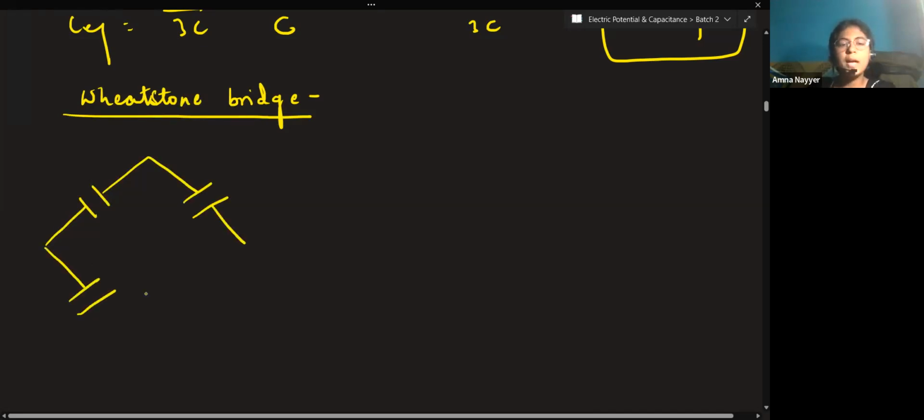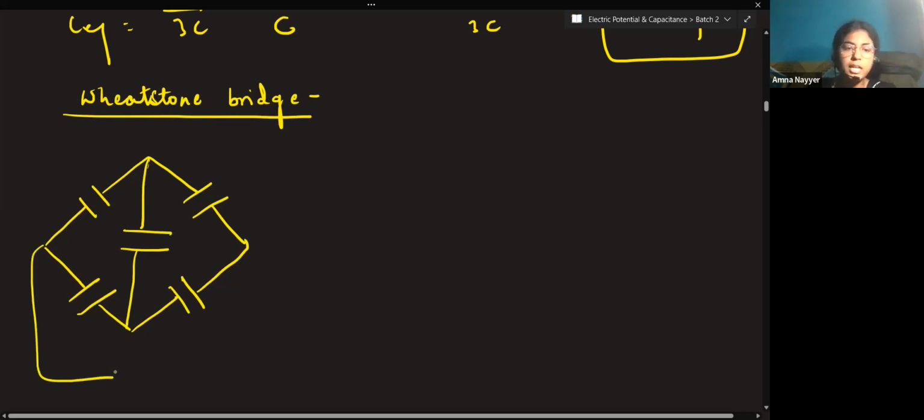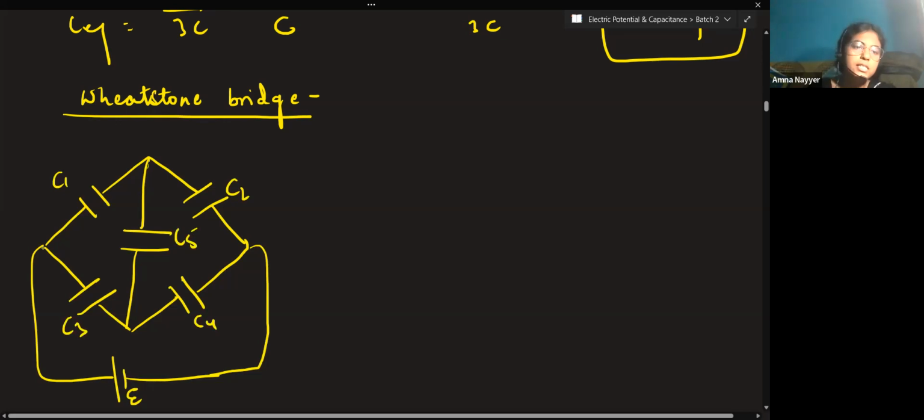Maximum time questions come from this portion, Wheatstone bridge, with reference to resistors, if you have resistors connected in this manner. So in current electricity, we will see it again. But if you see such a connection, then this is called as the Wheatstone bridge, with some EMF connected. Let's say this is C1, this is C2, this is C3, this is C4, this is C5. This is your point A, this is point B, this point is C, this point is D.